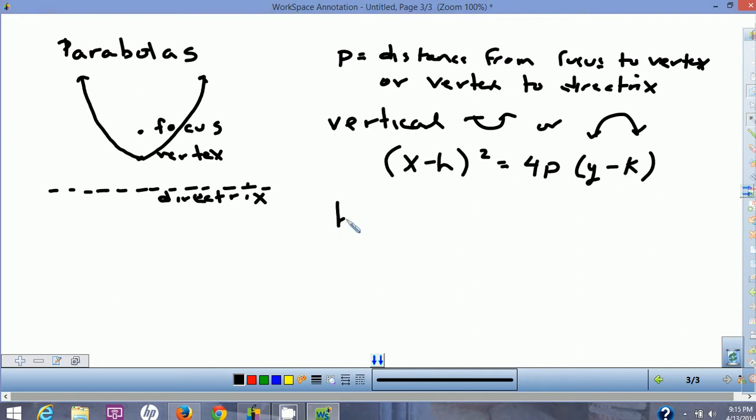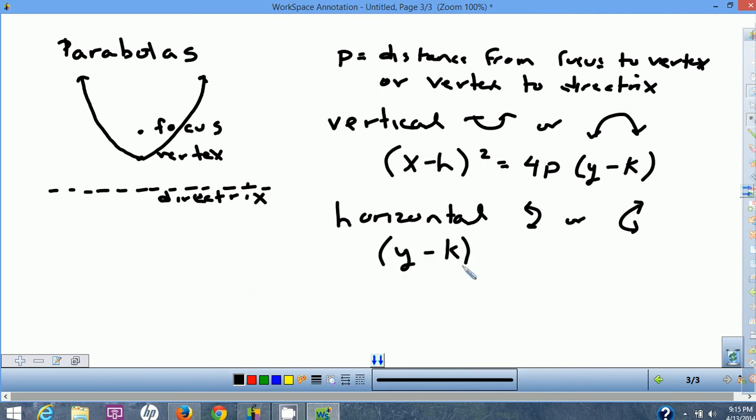Now, here's what we haven't done before. If it's horizontal, that means this opens to the left or opens to the right. It looks like this or it looks like this. And my equation is (y - k)² = 4p(x - h). Notice your x is not squared anymore. It's your y that's squared.